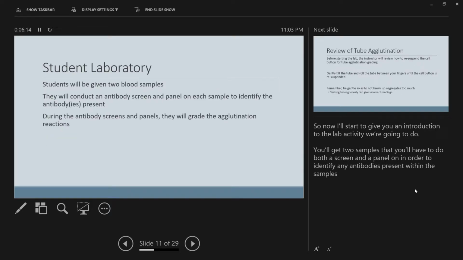So now I'll start to give you an introduction into the lab activity that we're going to do. You'll be given 2 samples on which you'll have to both conduct a screen and a panel and identify the antibodies present. So of course during those screens and panels you'll grade the agglutination reactions in order to conduct them.